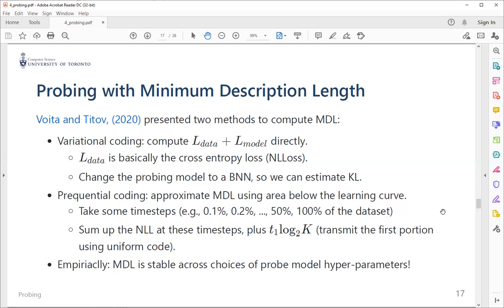We don't need to worry about which probe models to use. If you want speed, you can just use a small linear model. If you want to be more fancy, you can use like 3-layer or 4-layer probes with a lot of hyperparameters, also a lot of inner dimensional parameters. As long as you measure the MDL, you're basically good.